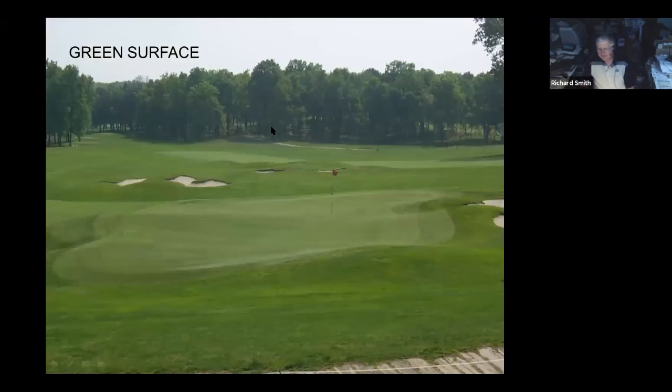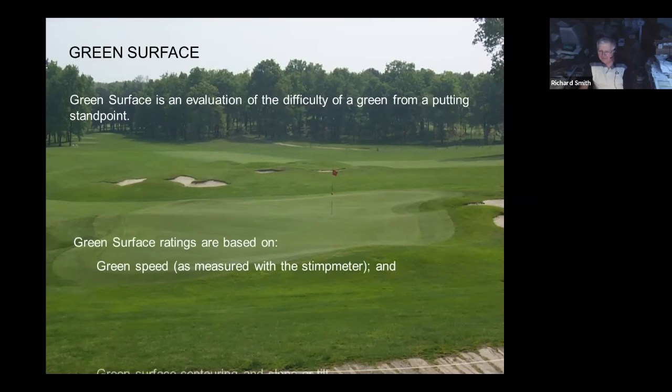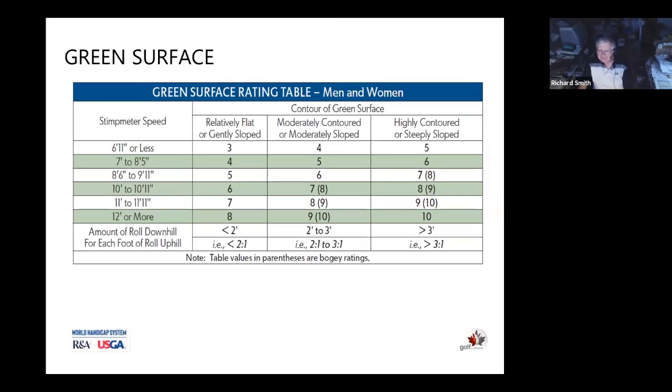Okay, the next one is green surface. Green surface, of course, is a rating of how difficult the green is for putting. What makes greens difficult to putt on? Well, it could be the speed of the greens or the contouring and slope of the surface. Here's the table that we use for green surface.